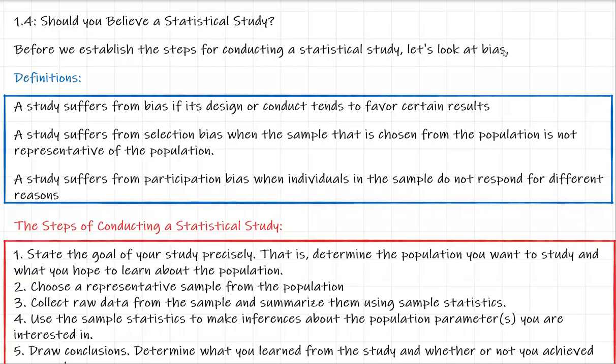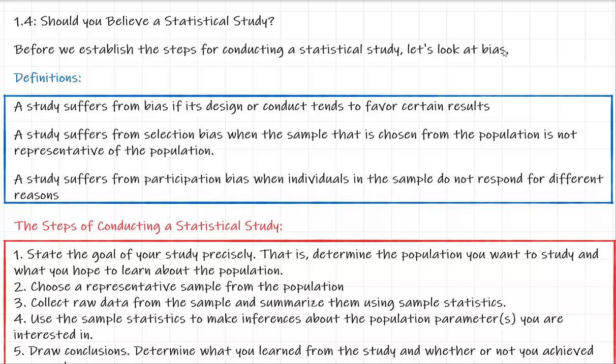All right, college math, here are our videos for section 1.4. The idea of this section is, should you believe a statistical study? Whenever you see stuff on social media, on TV, etc., that involves statistics, should you necessarily buy into it immediately? That's the idea of these videos, okay?